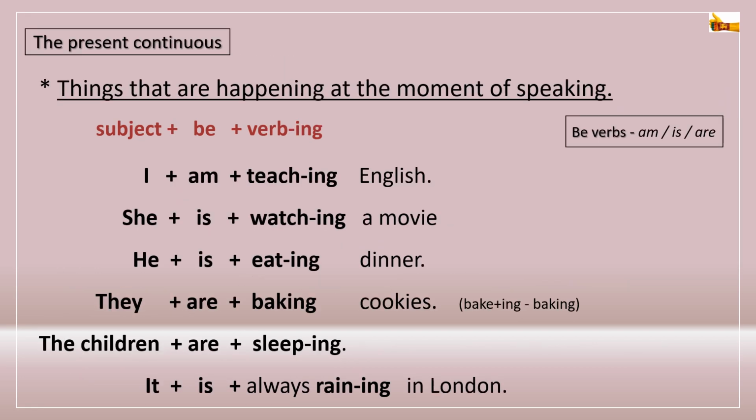Things that are happening at the moment of speaking. Here are some examples. I am teaching English. She is watching a movie. He is eating dinner. They are baking cookies. The children are sleeping. It is always raining in London.